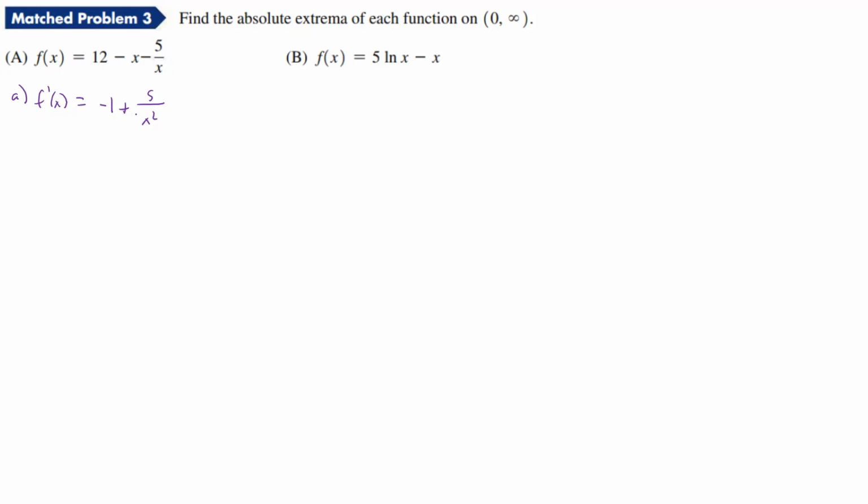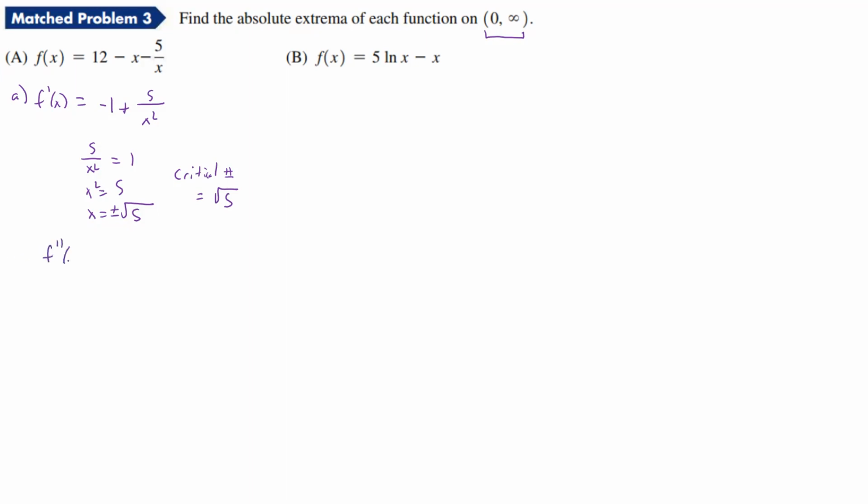Okay. Now, if we set this equal to 0, we get 5 over x squared is equal to 1. And then that gives us x squared equals 5. So x equals plus or minus the square root of 5. Okay. But guess what? Again, we're on that interval here. So really, we just have the critical number is square root of 5 because we have to get rid of that -1. So we just have the one critical number.